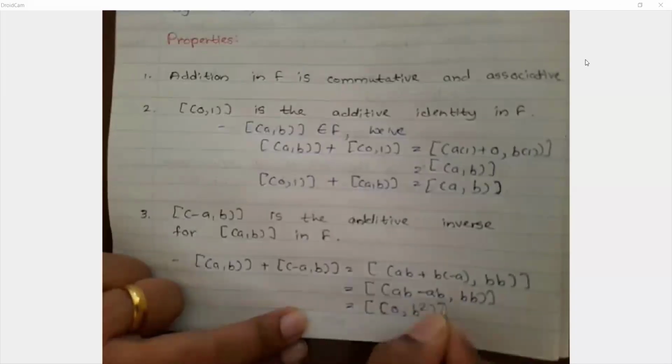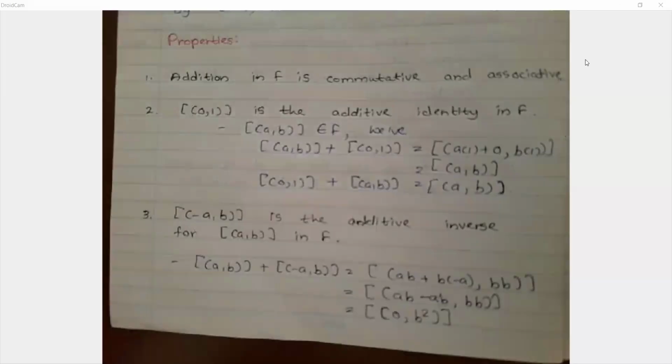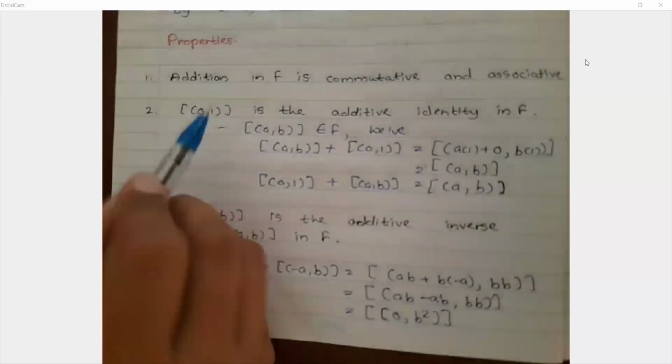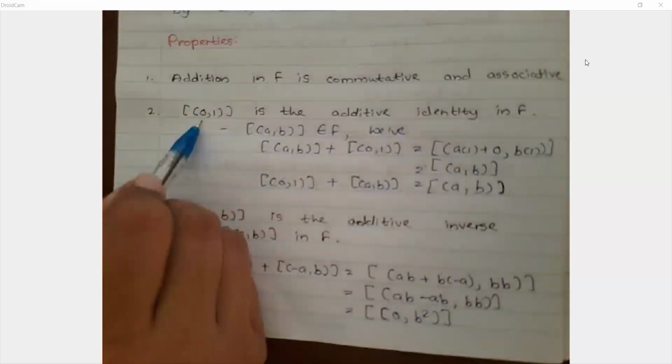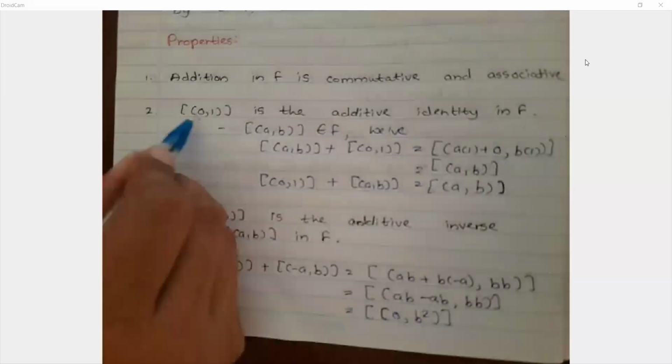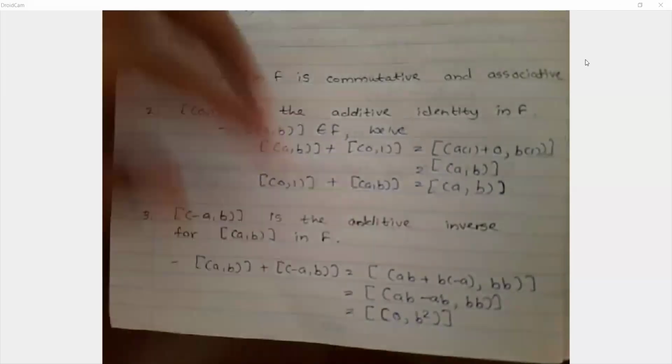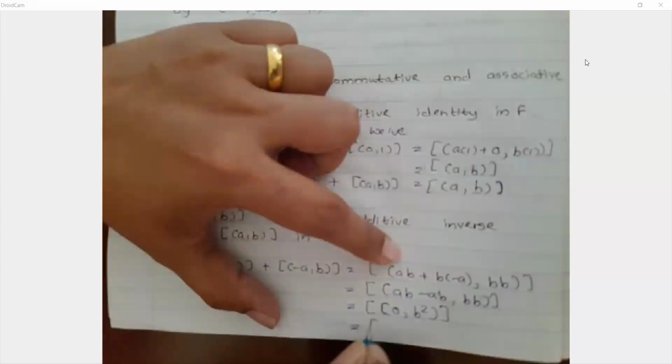Now, B is non-zero, right? We have this element. We want this to be the identity, the additive identity in F. But this element is actually equal to this one. Why do we have this? Now, this is equal to 0, 1.